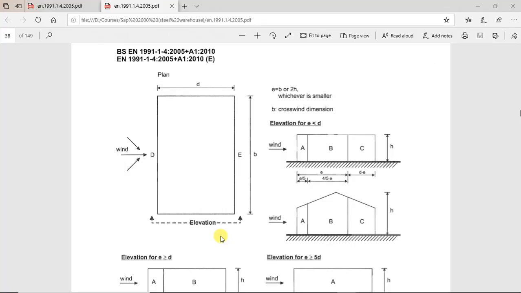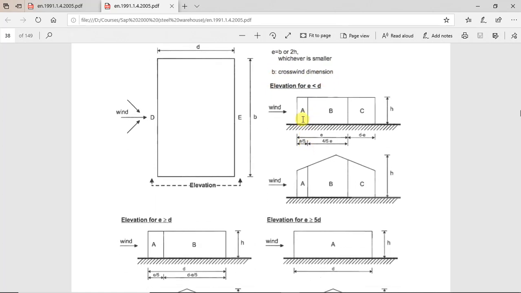For CPE, this is the plan. D and B, dimensions, direction of wind, D and E. Okay, E equals B or 2H, whichever is smaller, so the minimum of B and 2H. B is the crosswind dimension. If the elevation for E is less than D, so A, B, and C: E, D minus E, 4 divided by 5E. A, B, C, 3 areas.